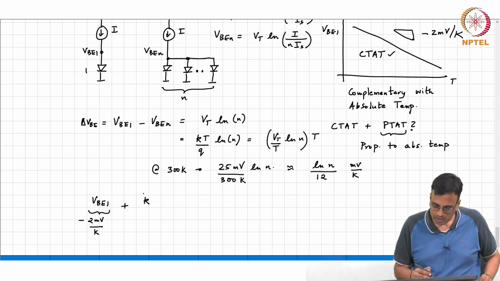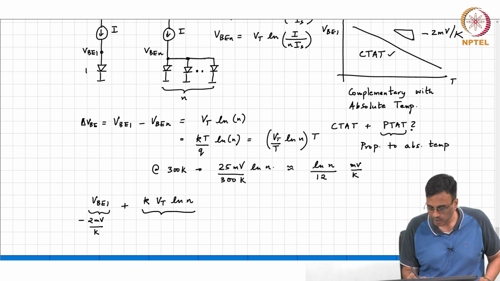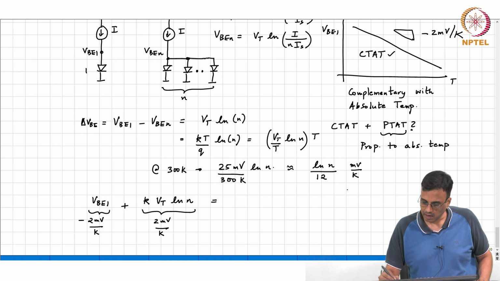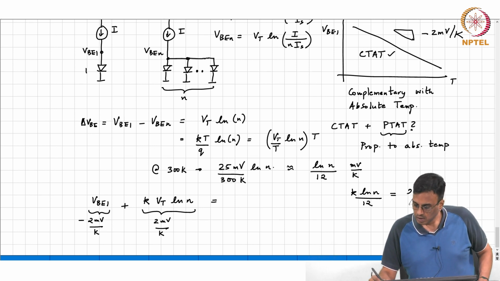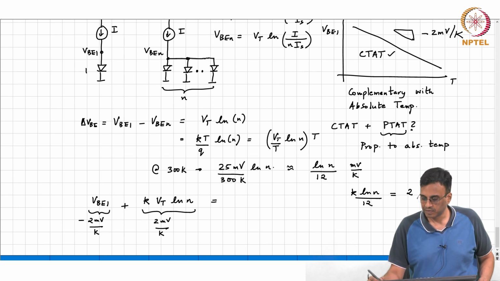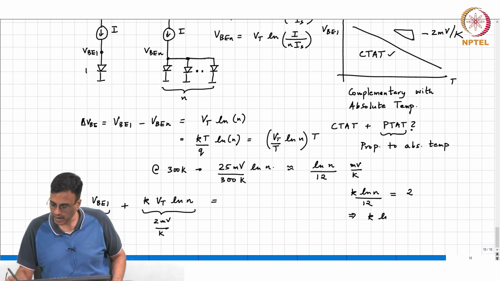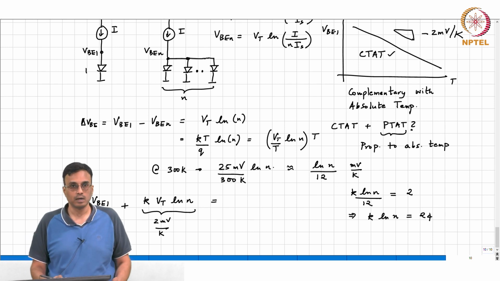Okay, all right. So, k times VT ln n must be chosen so that this has plus 2 millivolts per Kelvin, which basically means that k ln n by 12 must be equal to 2. Left side is millivolts per Kelvin, right side millivolts per Kelvin. So, which basically means that this k ln n must be equal to 24, right.